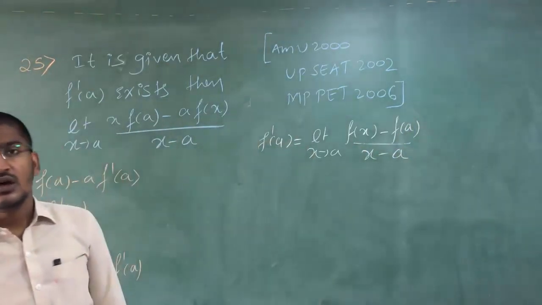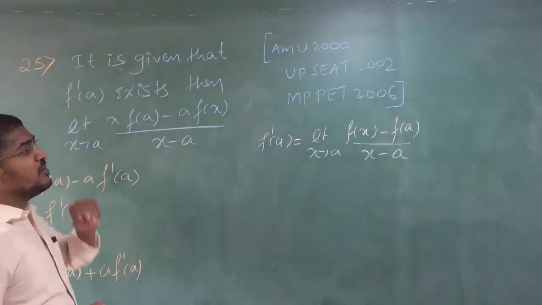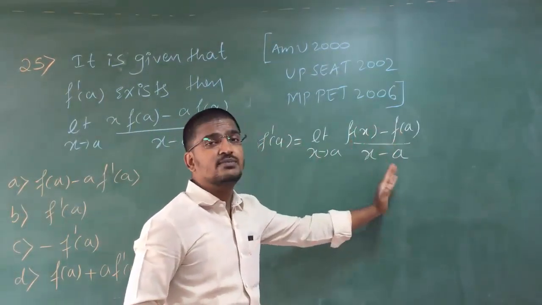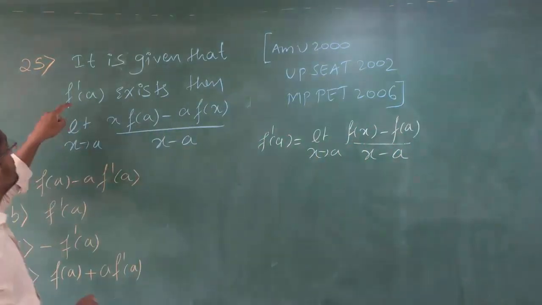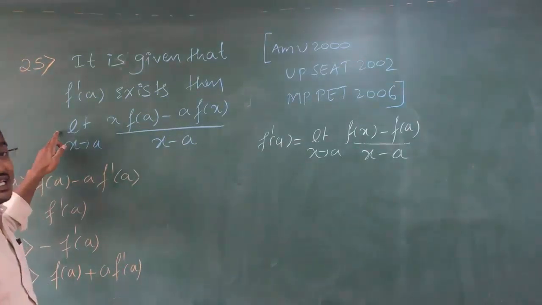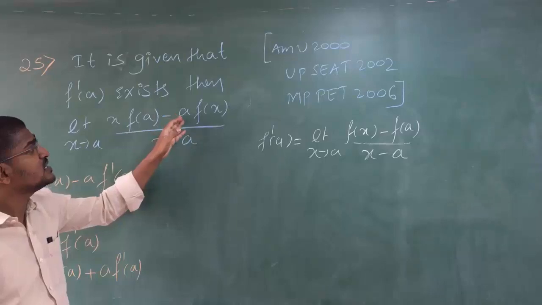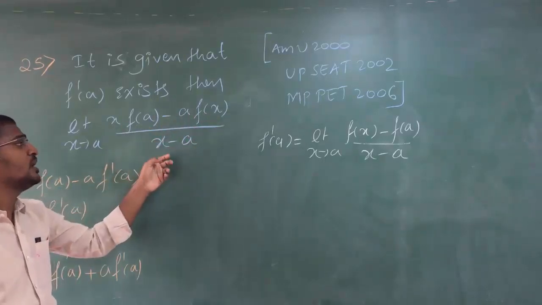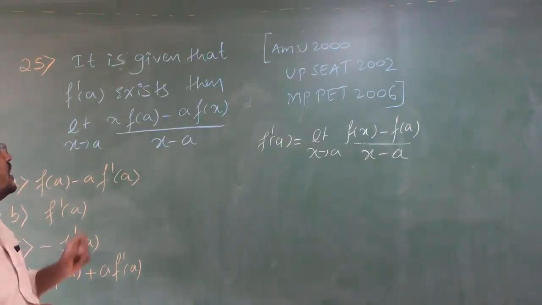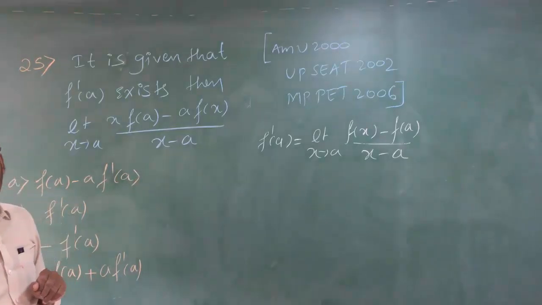This is from your first principle method of differentiation. Clear? F dash of a means limit x tending to a, f of x minus f of a divided by x minus a. They are saying that this term is given. Then what is limit x tending to a, x into f of a minus a into f of x divided by x minus a? They are asking this term. I think you got the question. The question is f dash of a is given and they are asking this limit. Have you got my point?